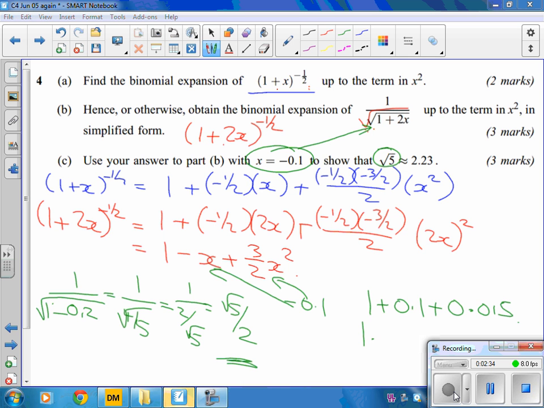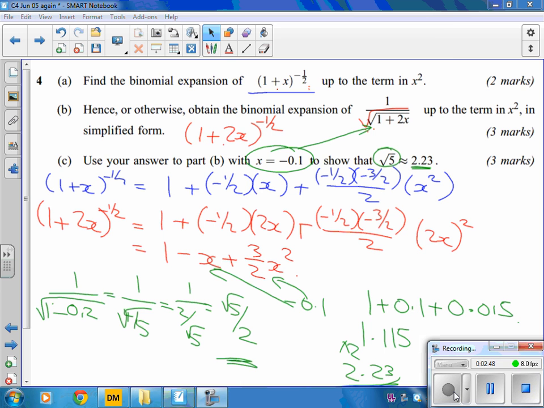That gives us 1.115. And that isn't the answer they wanted, because we want it times 2. So times that by 2 gives us 2.23. A nice little way of actually saying you don't just drop the number in, you have to put it in both sides to see what happens.